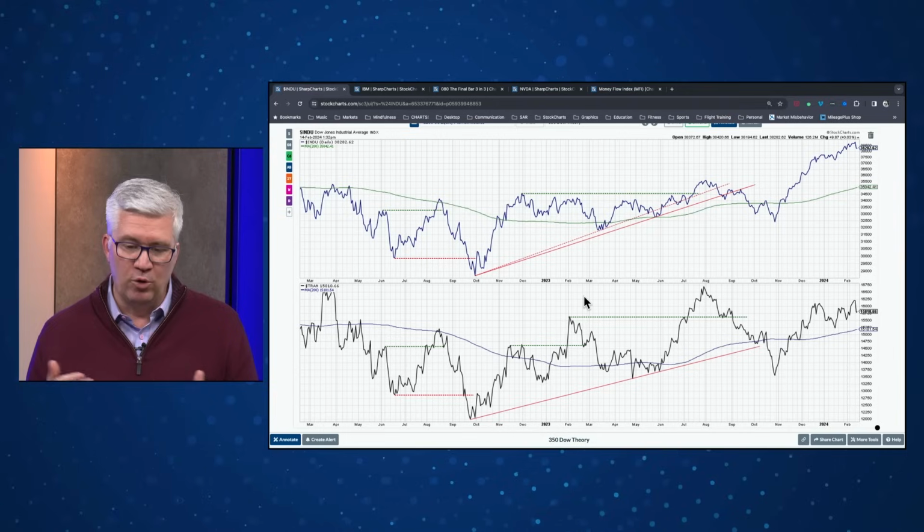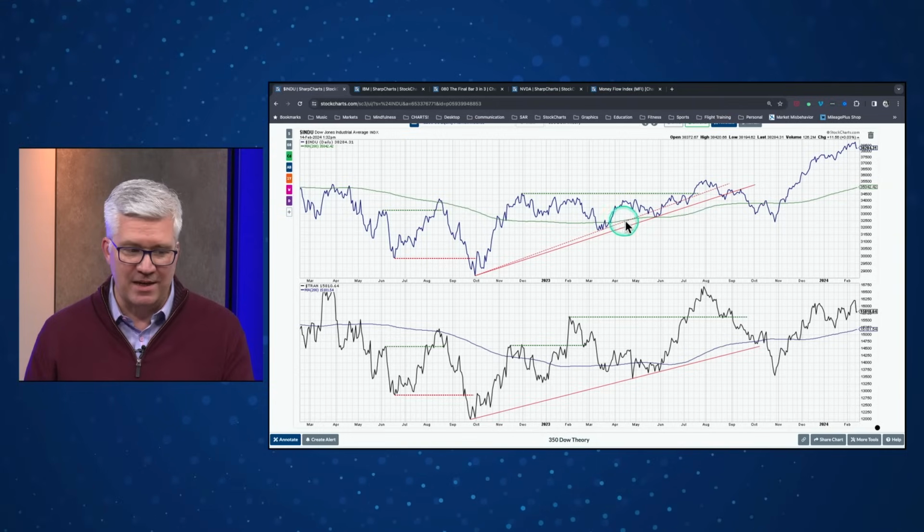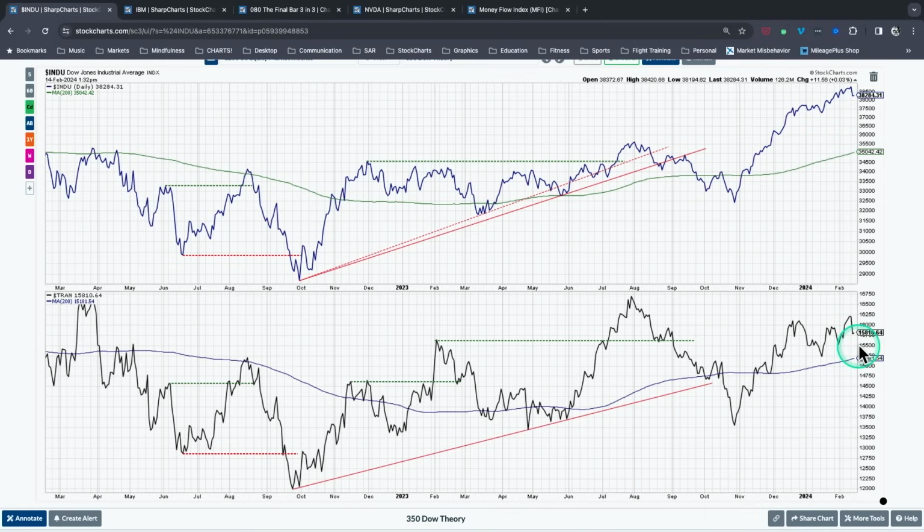So the best version, or I guess the modern version of those indexes, are the Dow Industrials and the Dow Transports. But as you very rightly point out, the construction of the Dow Industrials, it's 30 stocks, and it's not a lot of traditional industrial companies.